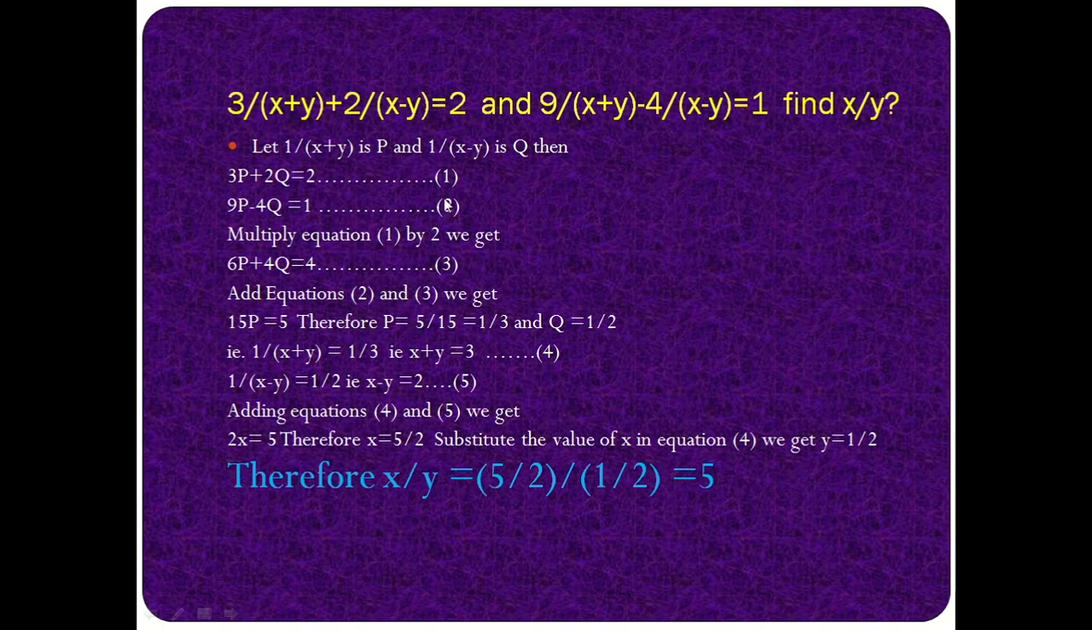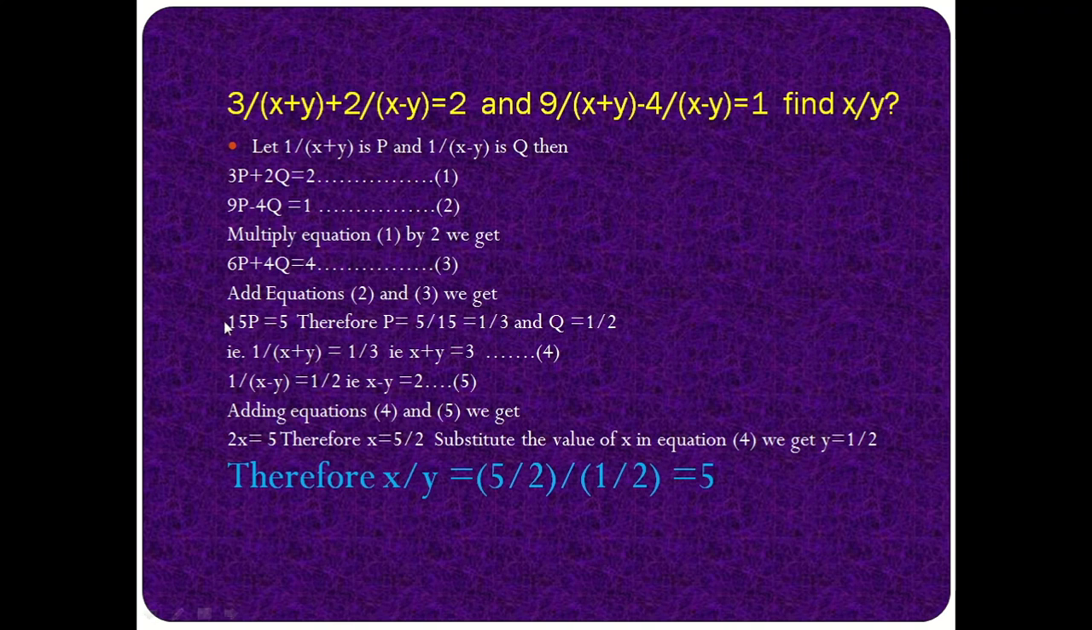Add equations 2 and 3. 9p minus 4q is equal to 1 plus 6p plus 4q is equal to 4. Then this minus 4q and this plus 4q will get cancelled. Then this 9p plus 6p is equal to 15p is equal to 4 plus 1, that is equal to 5. 15p is equal to 5. Then what is p? 5 divided by 15. We can reduce it as 1 divided by 3.